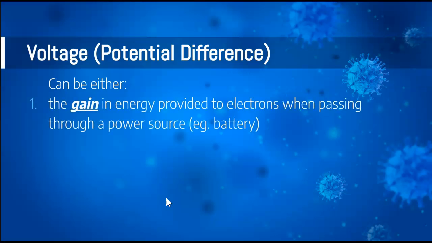Now, the voltage could refer to one of two things. Number one, the gain in energy provided to electrons when passing through a power source. So if we have a battery and electrons have come back into it from the circuit, when they go through the battery, they will gain energy, right? So that gain in energy is the voltage that is given to each electron, and it is the voltage of the battery. So if I said a battery was a 9-volt battery, that means that every electron that goes through the battery will get 9 volts of energy given to it, right?